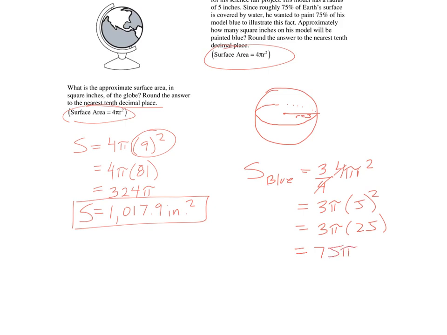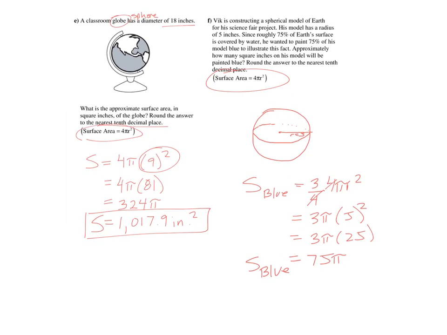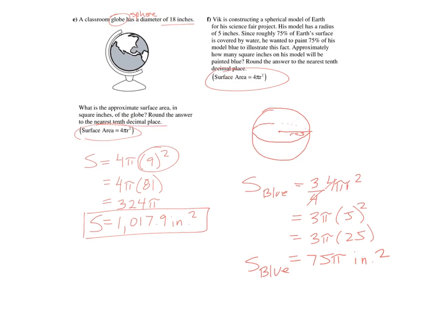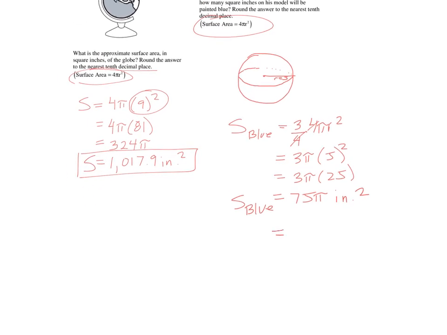And that's the surface area that's blue. Okay, let's see here. We have inches, so it's going to be inches squared. Oh, it says round your answer to the nearest tenth. So let's plug in pi. So I get 235.6 inches squared.